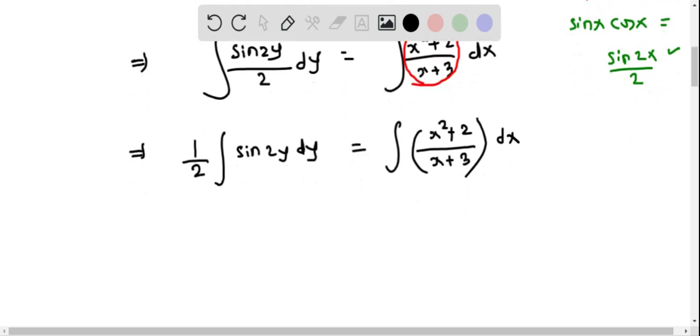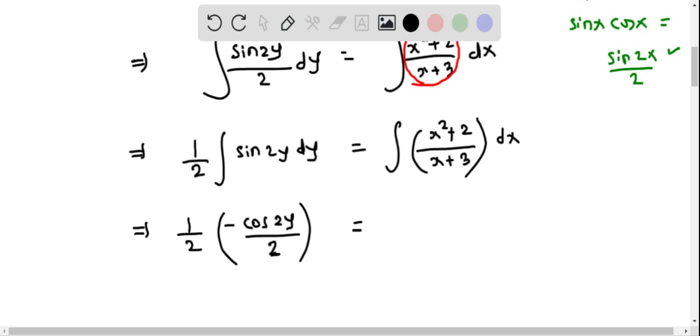Let's integrate the left side. The integration of sine 2y is equivalent to negative cos 2y. Then when we apply the chain rule, we have to find the derivative of 2y and divide by that coefficient, that is, we put it in the denominator. So it is negative cos 2y divided by 2. This is the integration of sine 2y.